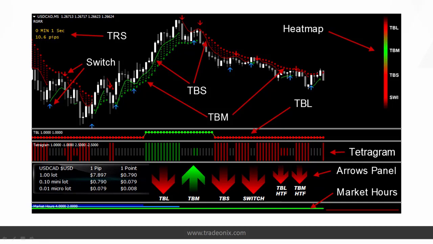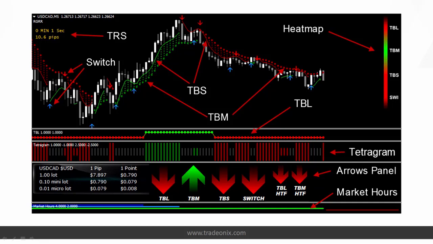Now we have higher time frame arrows as well. We're looking at the TBL and the TBM on the next higher time frame. This is going to come in handy for the traders that like to get that confirmation of the next higher time frame. We're not going to use this one a whole lot, but for traders that do like that confirmation, this is here for you.